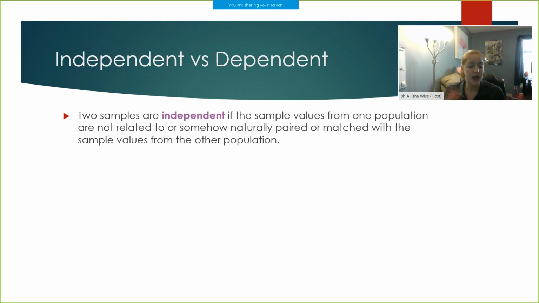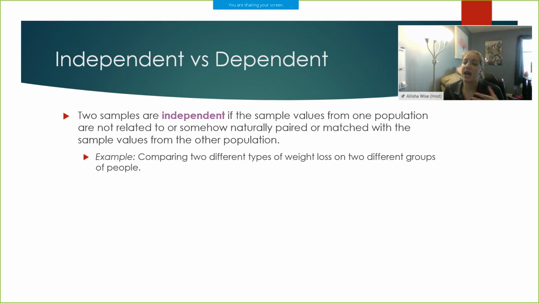So independent means that they're not related, okay? So my class A would be independent of my class B because they aren't related. I'm just looking at taking two samples and looking at their information. You can often tell that two samples are independent if they have different sizes. That's one way to tell it.